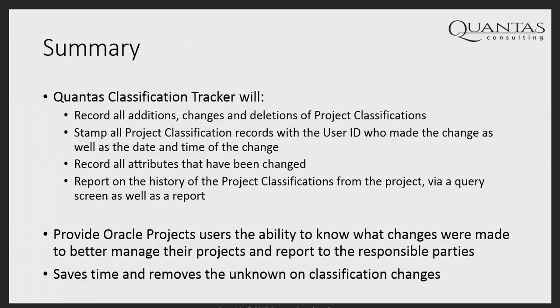So my summary of the presentation: the Quantas classification tracker will record all the additions, changes, and deletions of project classifications. Of course, it stamps the records with the user, the date and time when the changes were made, and the values it was changed from and to. We have a report that we can pull up the data. Really, what this does is provide Oracle users the ability to know what changes occurred on their classifications. The benefit for the organization is it saves time, and in some cases a lot of time, and removes that unknown when classification changes are done.